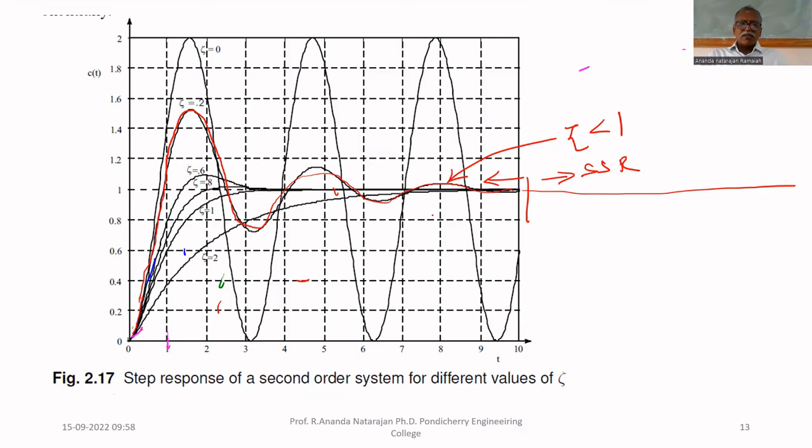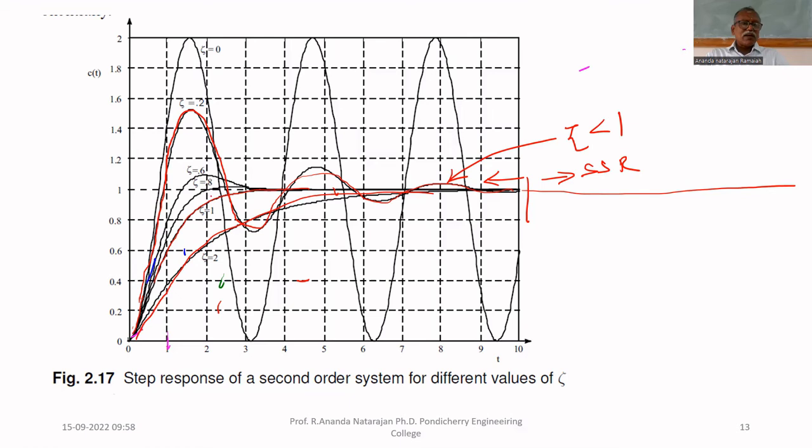The transient part depends upon zeta. If zeta is greater than 1, the response will be like this. The derivation will be different because the roots are different. If zeta equals 1, there are repeated roots, the smartest response.